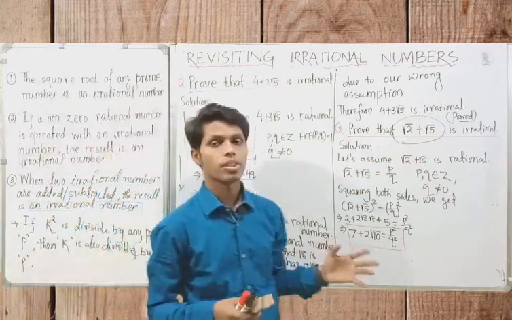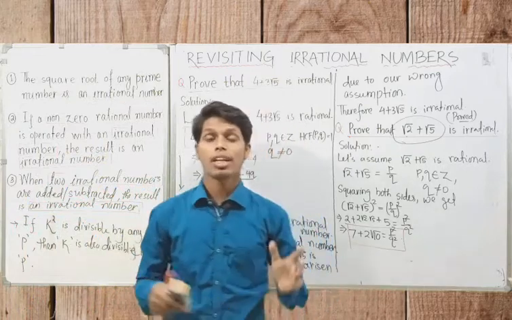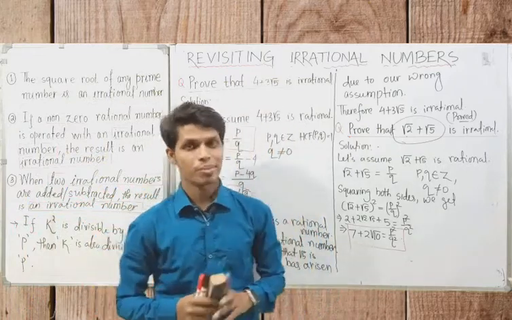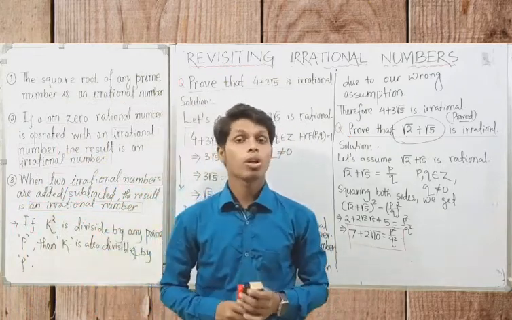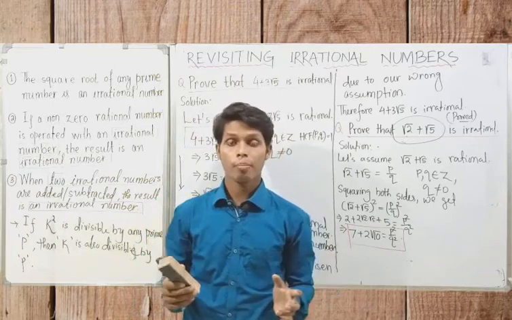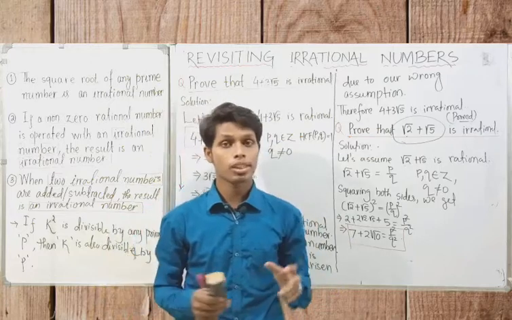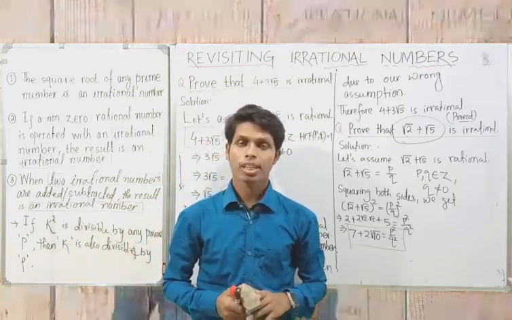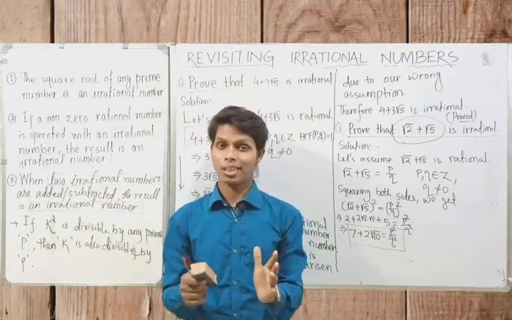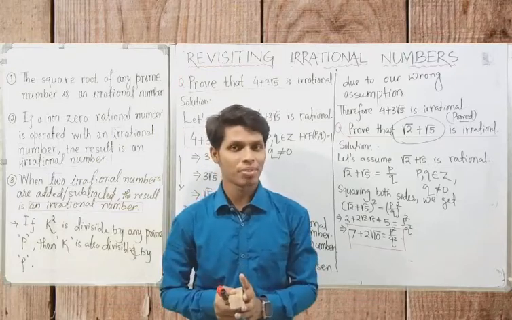Okay. So with this our revisiting of the irrational number concept is completed, and also the chapter Real Numbers, which carries 6 marks weightage out of 80 marks in the board exam, is completed. I hope you understood all the concepts clearly and enjoyed the learning with me. Thank you.